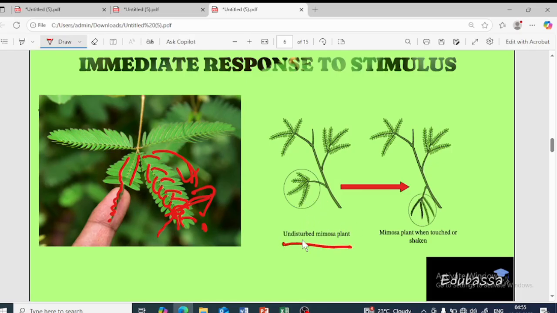See, first the undisturbed mimosa plant will be like this. When you touch, it becomes like this. After some time, the folded leaves regain their original position, just like this.